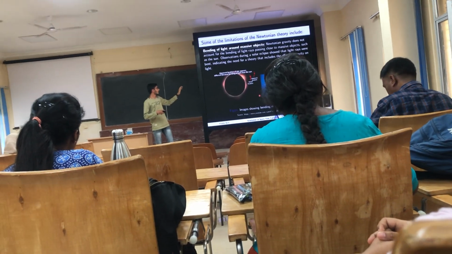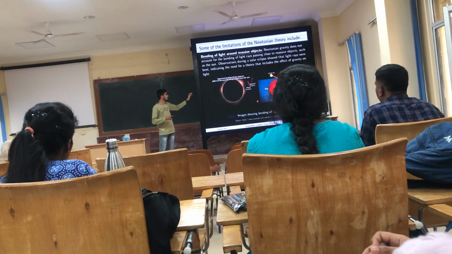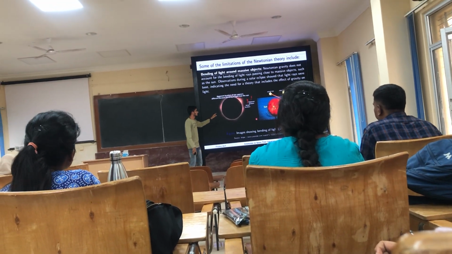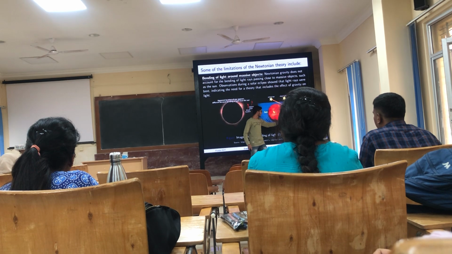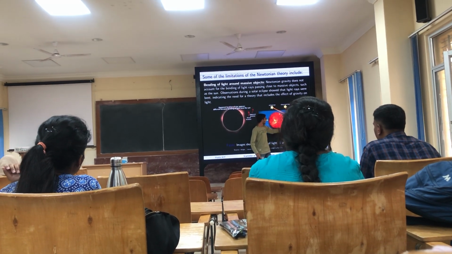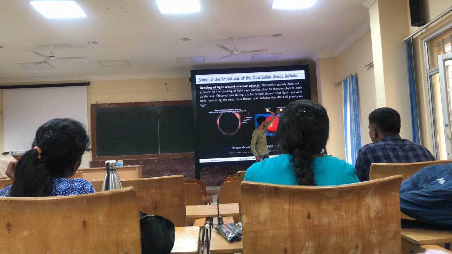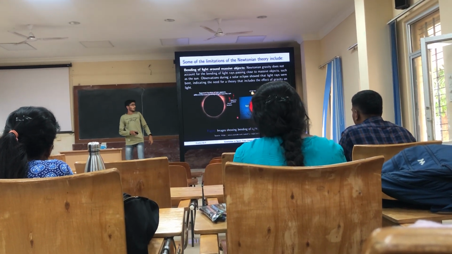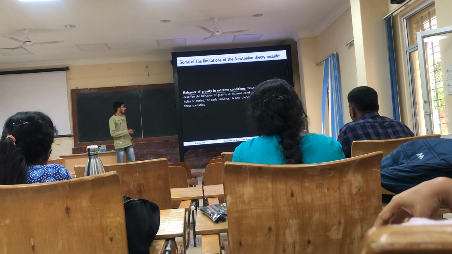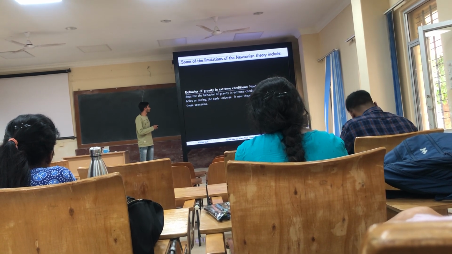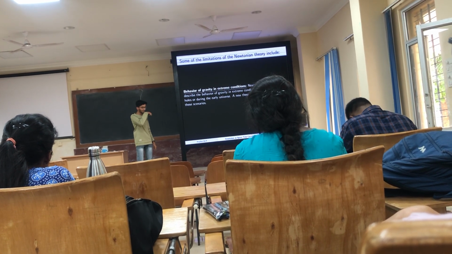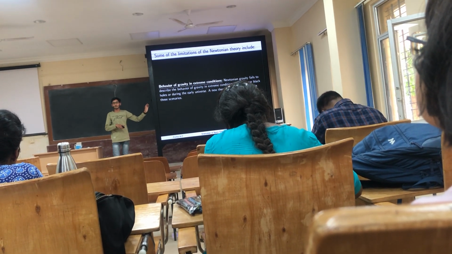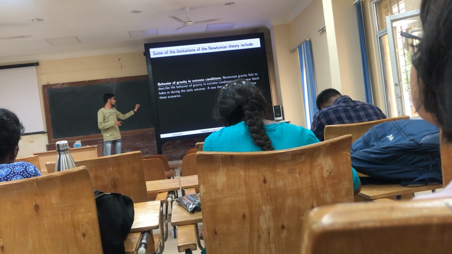And Newton's theory of gravitation did not explain the bending of light, right? This was experimentally observed during the solar eclipse. So this is the actual star position, here it is Earth, but we see the star position in this location during the solar eclipse. And Newton's theory of gravitation failed to discuss the behavior of gravity in extreme conditions, that is near a black hole, and during the beginning of the universe, that is the Big Bang theory.